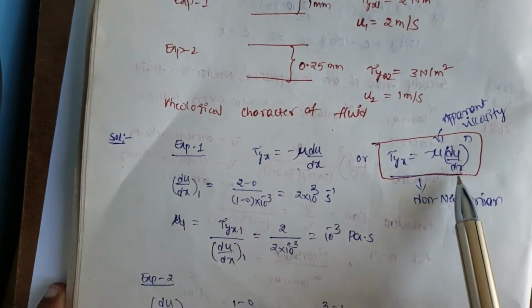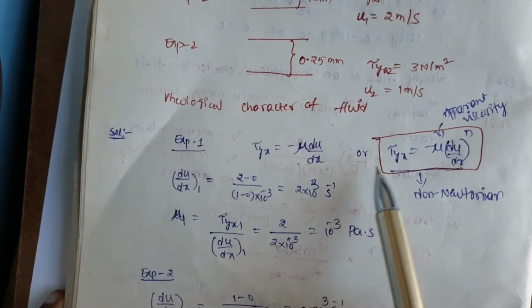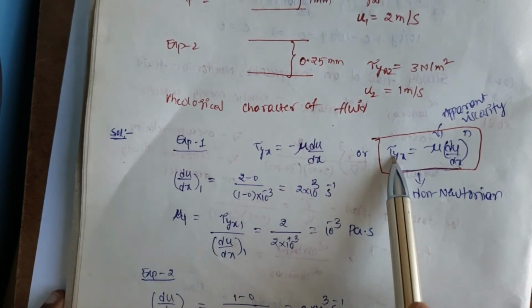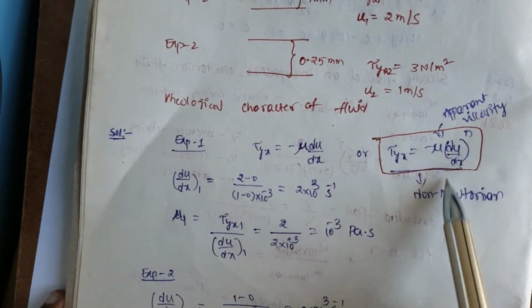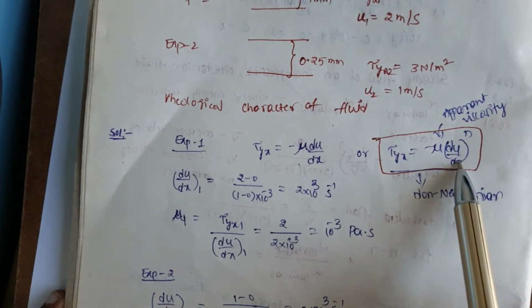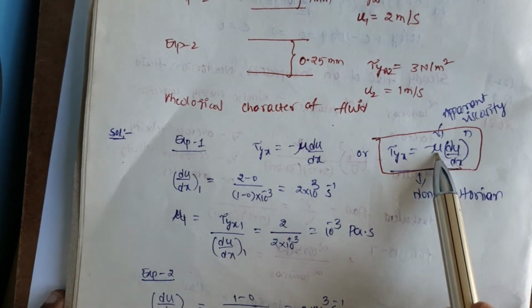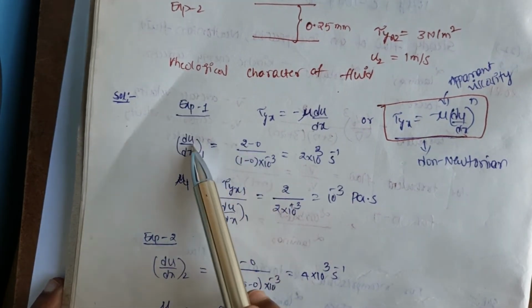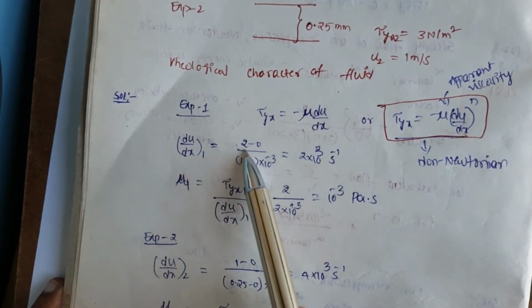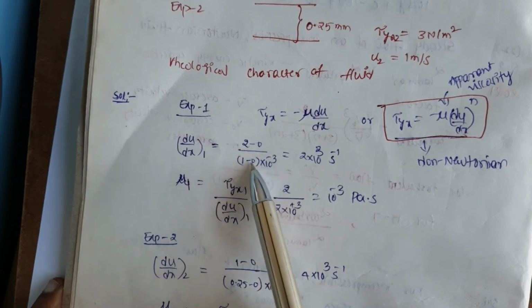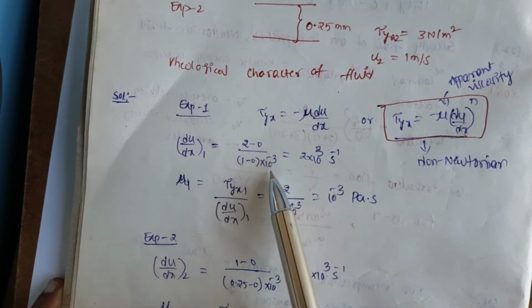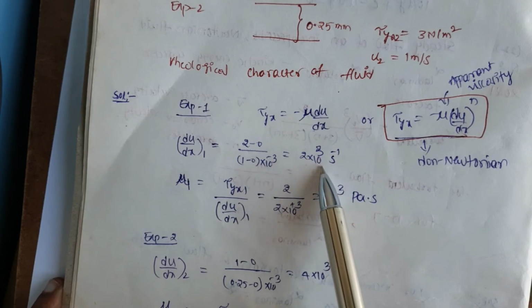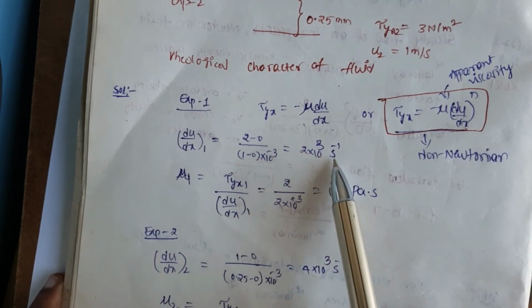From Newton's law of viscosity, this is the relation, right? So we know the shear stress is given, velocity is given, and the separation between the plates is given, so we have to find out the viscosity in both cases. In experiment 1, du by dx 1 equals (2 minus 0) divided by (1 minus 0) into 10 to the power of minus 3 in meters, so we get 2 into 10 to the power of 3 second inverse.